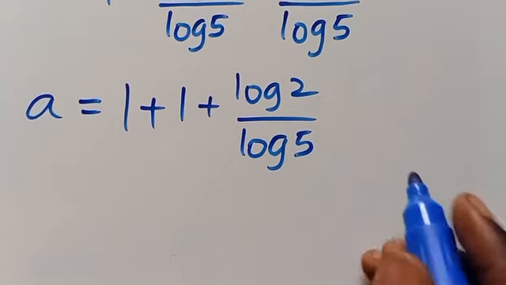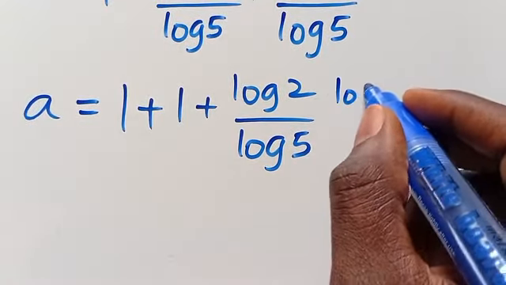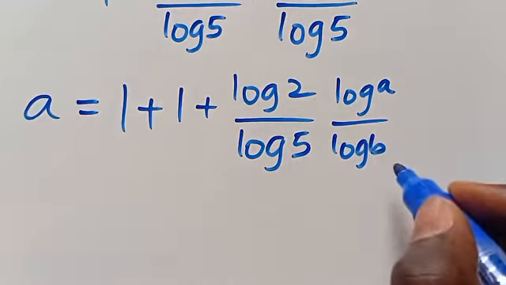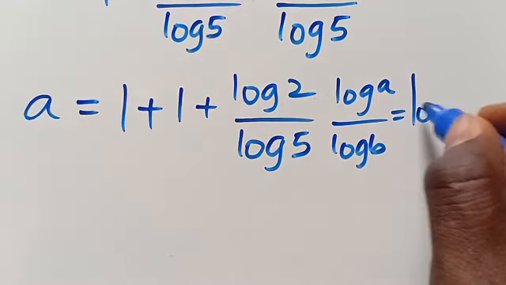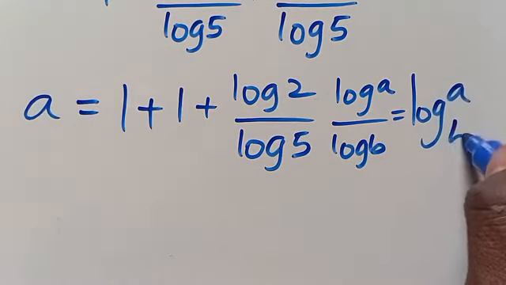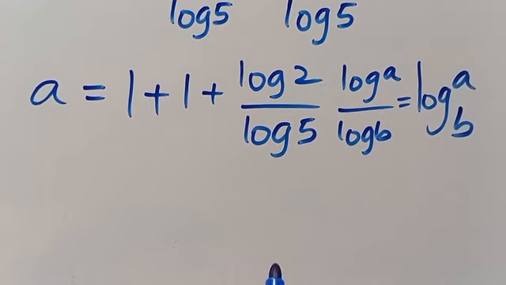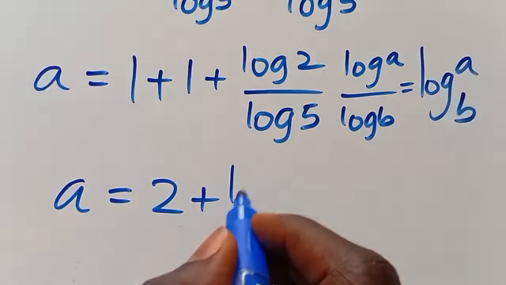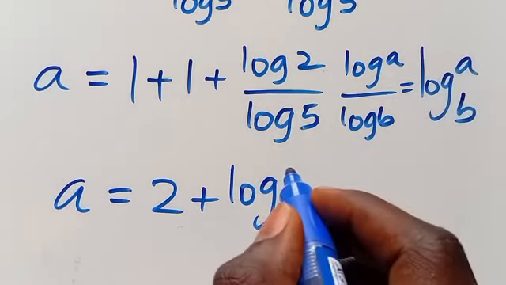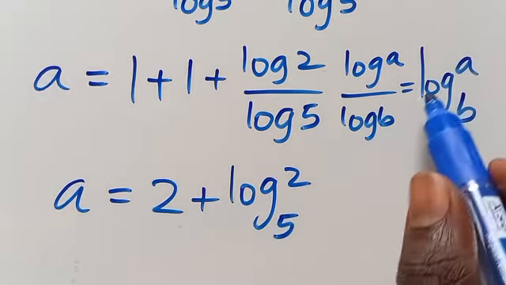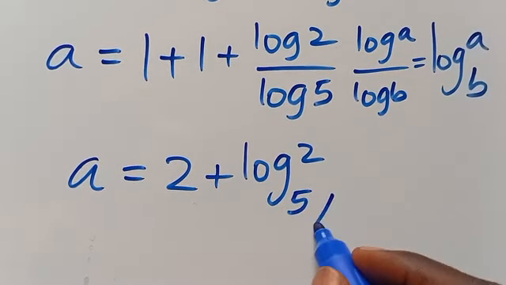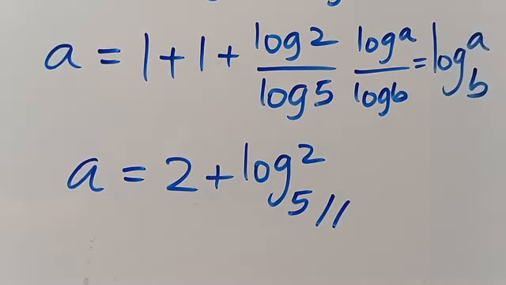So we have to recall that when we have log a divided by log b, this equals log a in base b. So finally, our a will be equals 2 plus log 2 in base 5. We have our a to be 2 and our b to be 5. This is the final answer for the value of a. Then let us now check.